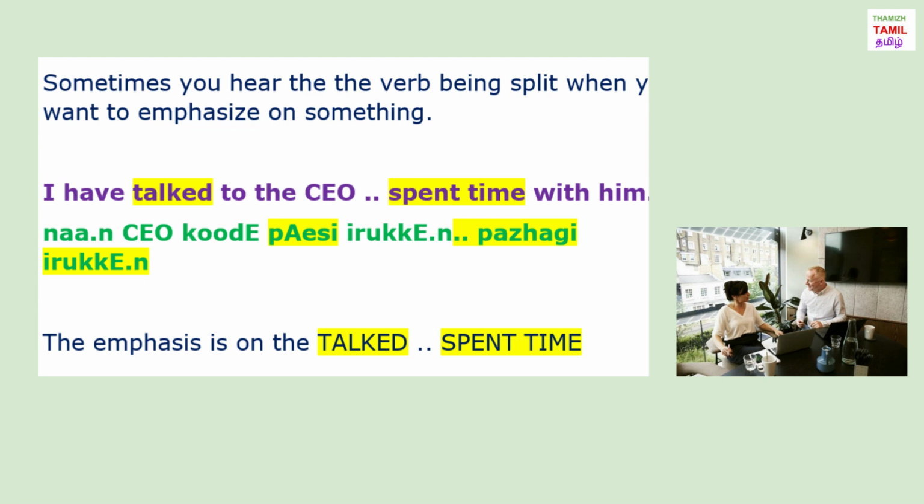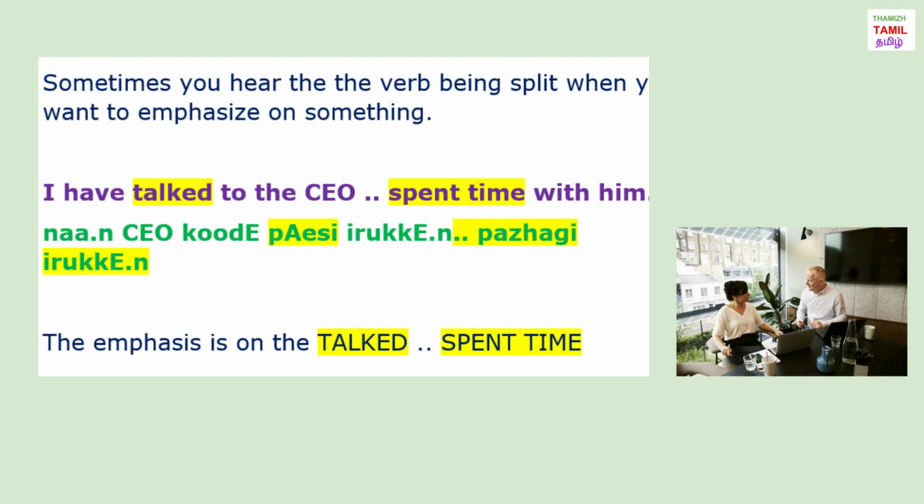Sometimes you hear the verb being split when you want to emphasize on something. These are all very native like perfection, but since I wish you to be as good as native, all these minute details can come handy. I have talked to the CEO, spent time with them. Imagine that she's bragging a bit about how she's part of the inner circle. நான் CEO கூட பேசியிருக்கேன் பழகியிருக்கேன். I've talked to the CEO, spent time with him.